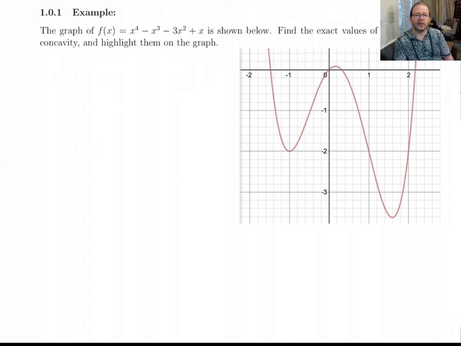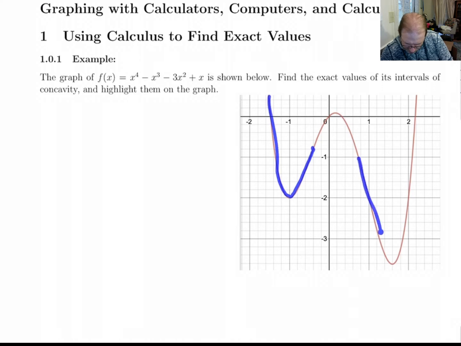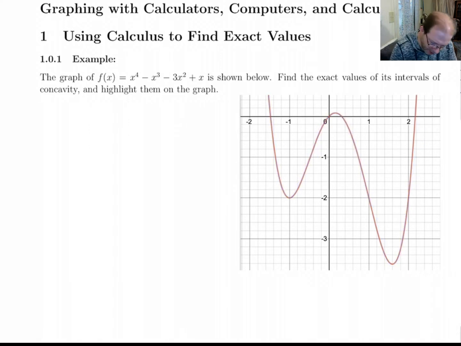I've got the graph of this fourth degree polynomial here, and it says find the exact values of its intervals of concavity. Now before we do the exact values, let's look at it. It's concave up here because it's shaped like a cup, and then over here it's concave up again, and so it looks like somewhere in here is where it's concave down. So we should expect to find an inflection point here and here somewhere. Just from looking at the graph, we can kind of eyeball them, but let's find the exact values of those. To figure out the concavity, we need the second derivative.